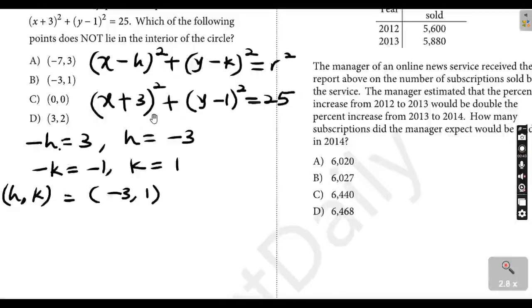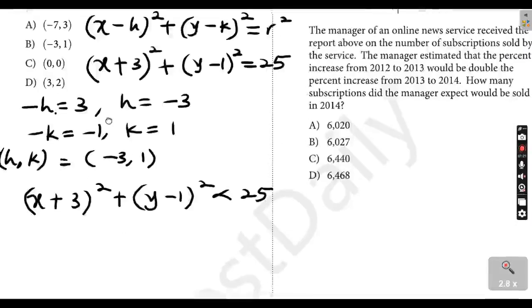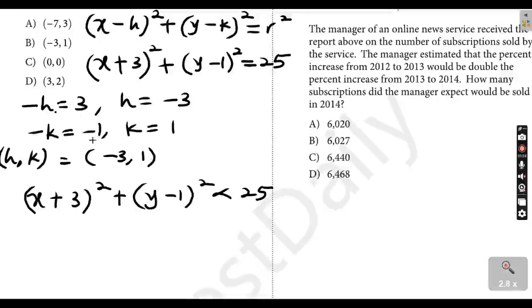Now the main thing in this question says, which of the following points does not lie in the interior of the circle? How do you know if a point lies in the interior of a circle? A point lies in the interior of the circle if the distance from the center is less than the radius. So what we are simply saying is, if (x + 3)² + (y − 1)² is less than 25, which is the radius. So simply what we are going to do is test these options one after the other.